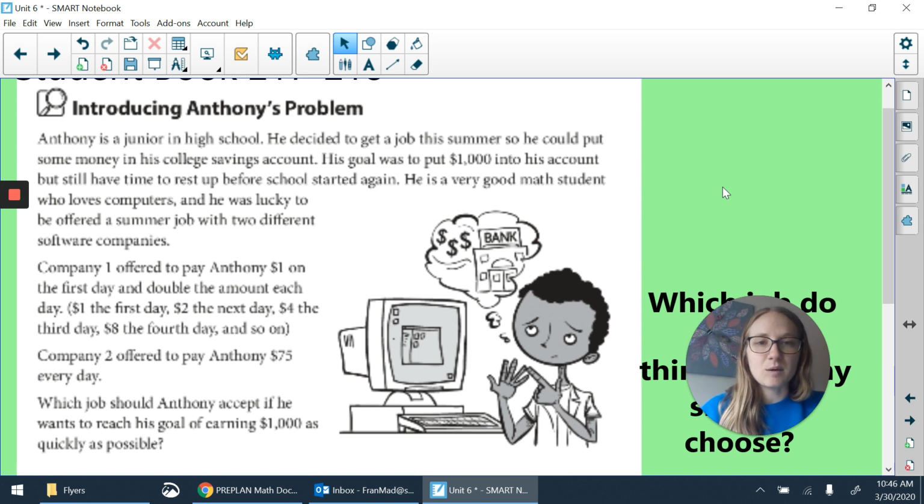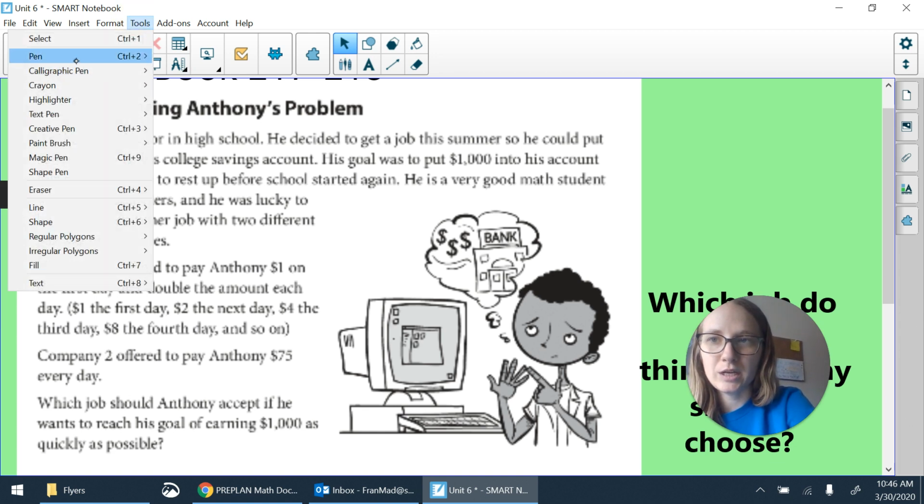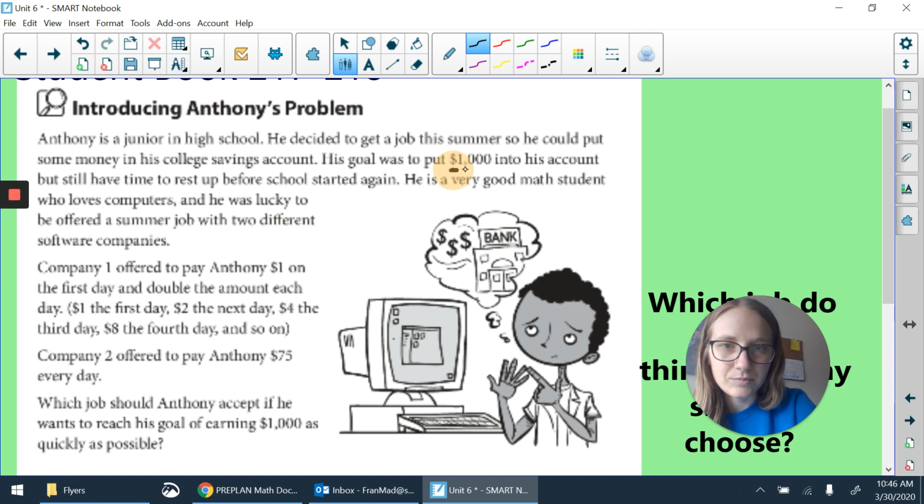He decided to get a job this summer so he could put some money in his college savings account. His goal was to put $1,000 into his account, but still have time to rest up before school started. So far I know Anthony is trying to save some money over the summer for college, and his goal is to put $1,000 into his account, but that he wants to still have time to rest up, to enjoy his summer before school starts again.